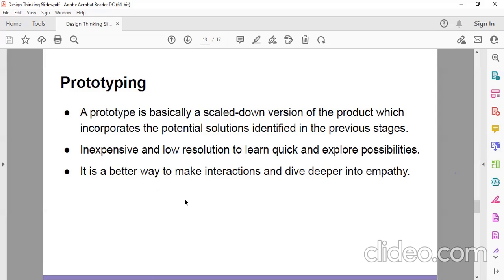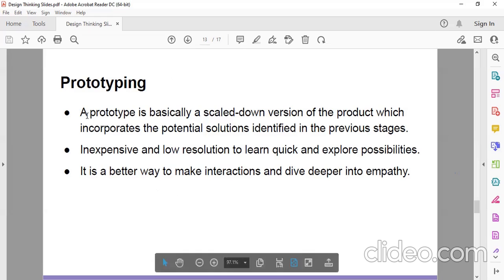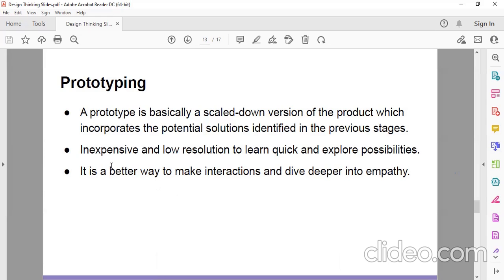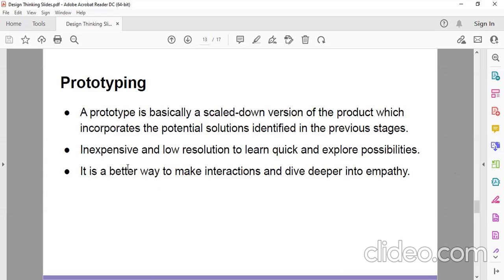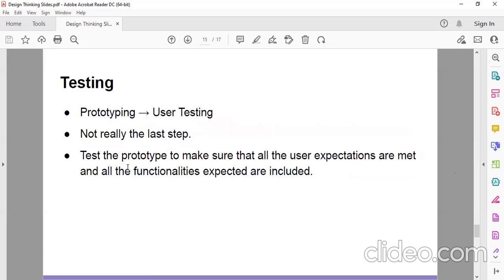Since empathizing comes up in all the cases, these phases are interconnected. You have to understand that as well. So here we come up with a prototype, give it to the user, and there comes the user testing. Prototyping and testing, both these phases get together. You give the prototype to the user, explaining that this is not the final product, and you ask them to test it to find out whether they are satisfied with it.